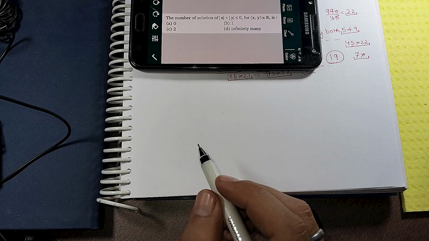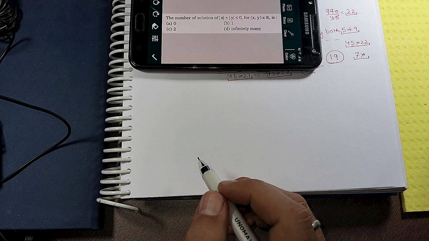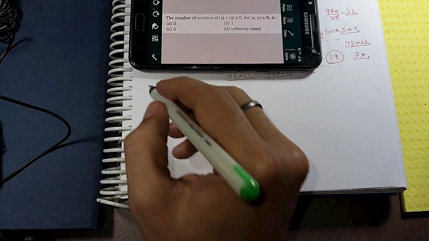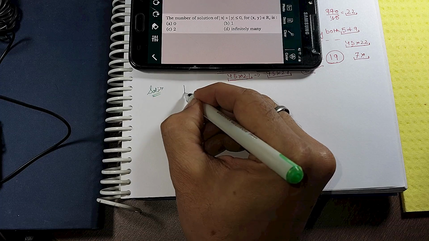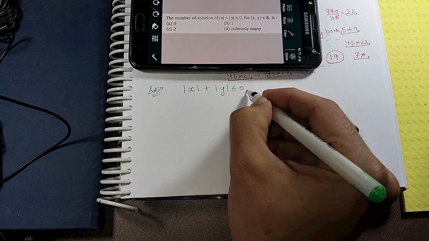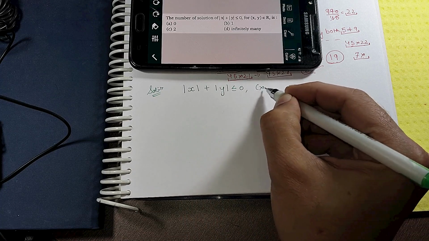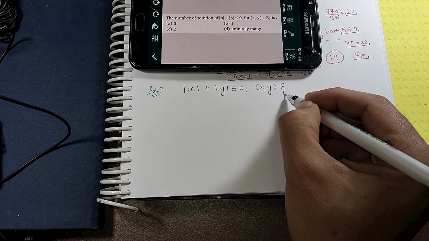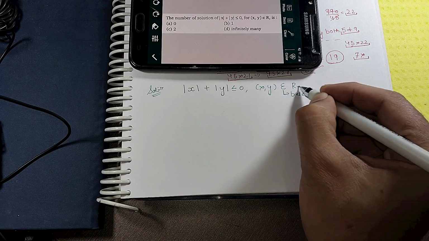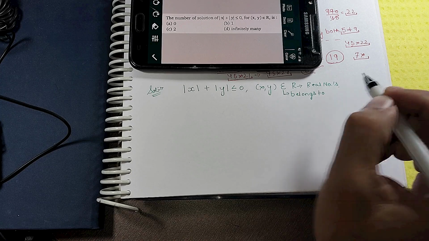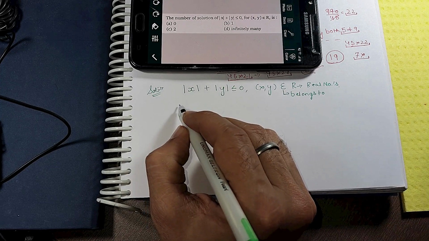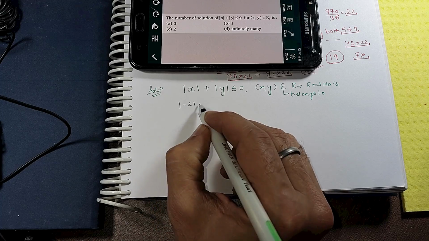The number of solutions of mod of x plus mod of y less than or equal to 0, for x, y belonging to real numbers. So we need the number of solutions for mod of x plus mod of y less than or equal to 0, where x and y belong to R. This symbol basically represents belongs to, and you must remember this. R means real numbers, right? Now, the mod of anything will always result in a positive number. Let us suppose mod of minus 2 is equal to 2.